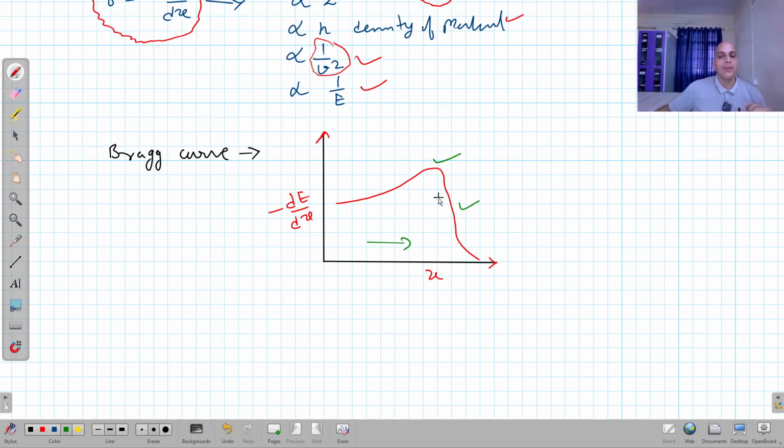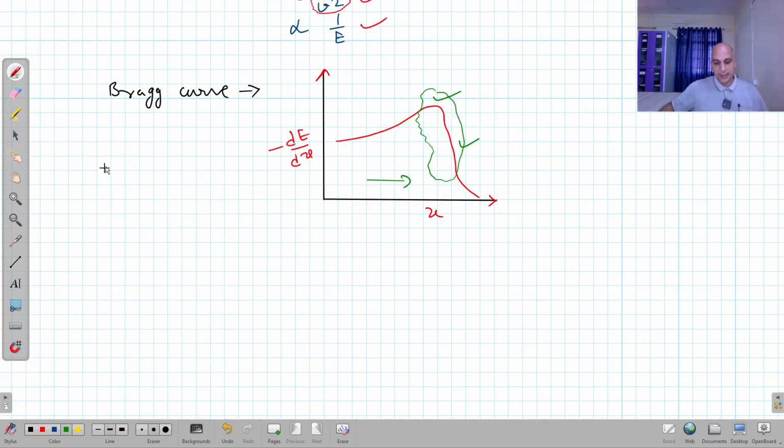You can see here, the particle will lose most of its energy at the end point of its journey, and then ultimately it will get stopped. So we have to remember that while passing through a medium, the heavy charge particle loses most of its energy during the end time of its journey. So this was the Bragg curve.